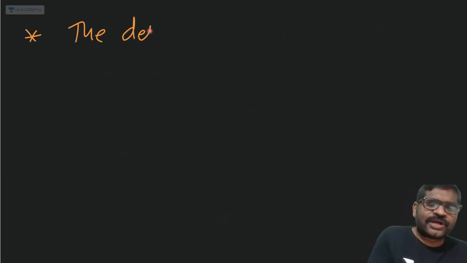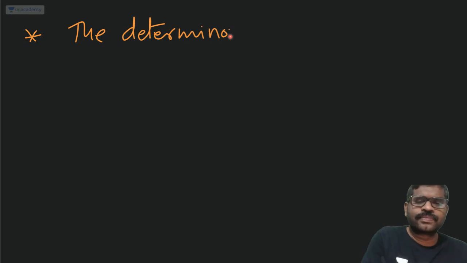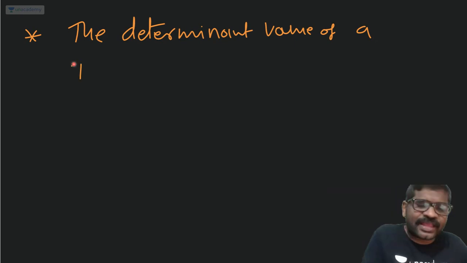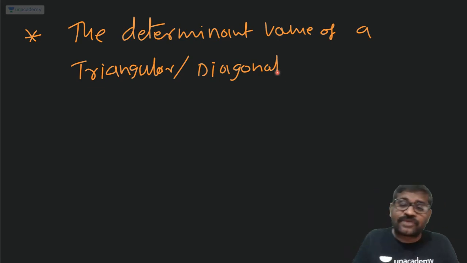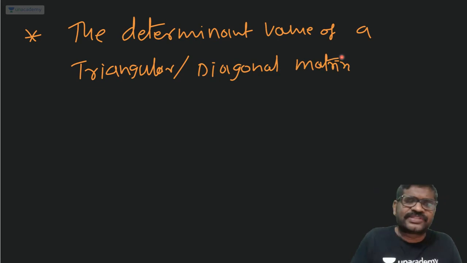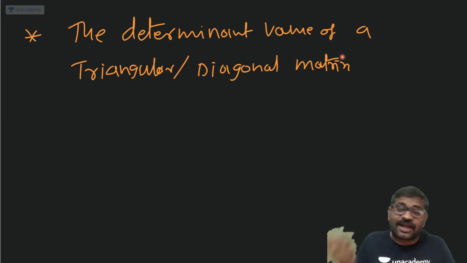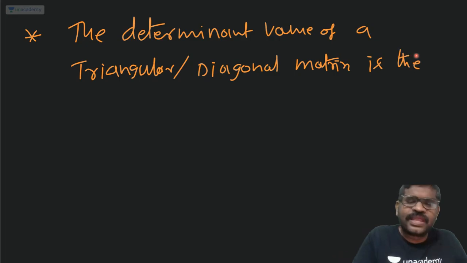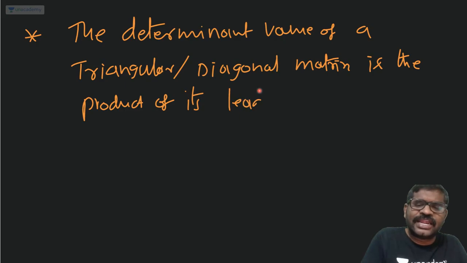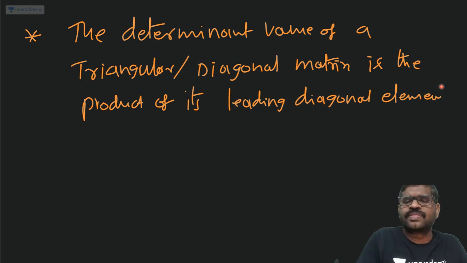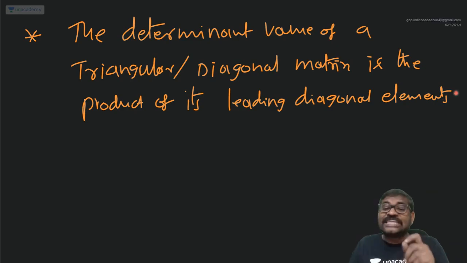The determinant value of a triangular matrix or a diagonal matrix is the product of its leading diagonal elements.